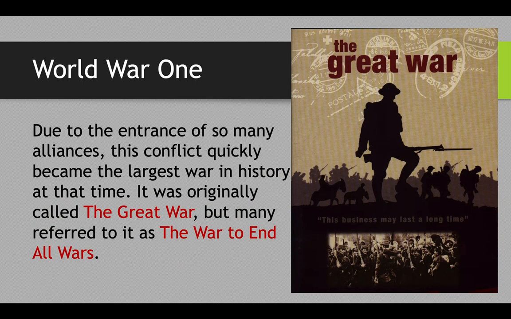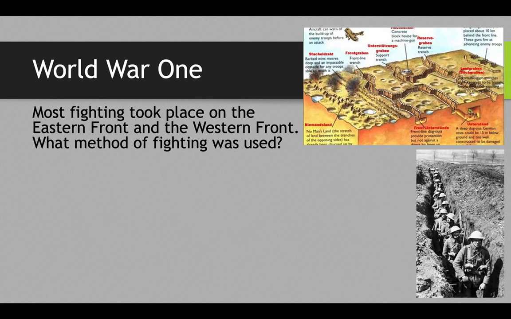Now, due to the entrance of so many alliances, the conflict very quickly became the largest war in all of human history up to that time. It was originally just simply called the Great War, but many referred to it as the war to end all wars, because they believed that this war was so catastrophic, so bloody, that afterwards people would want nothing to do with war anymore. So this was not called World War I at the time, because we didn't know there was going to be a second one. It was simply called the Great War.